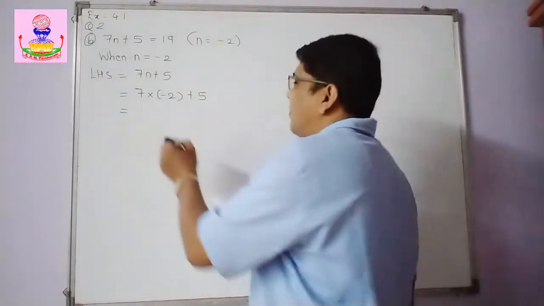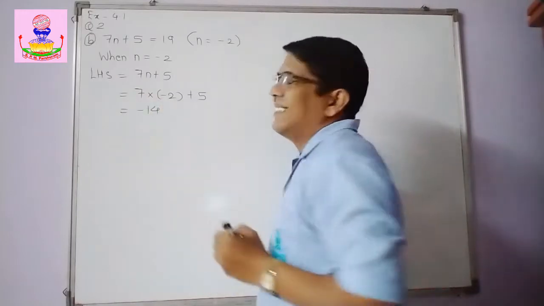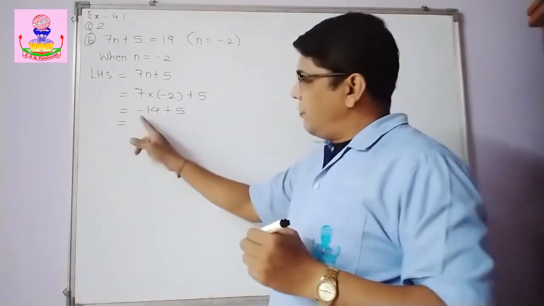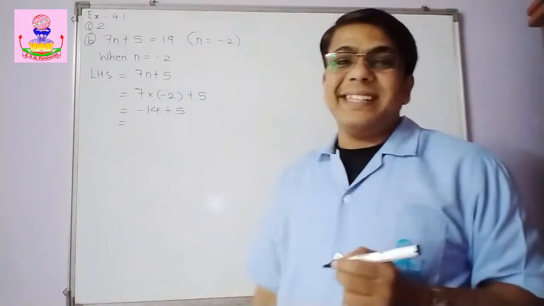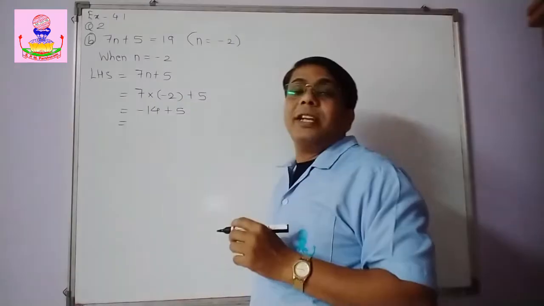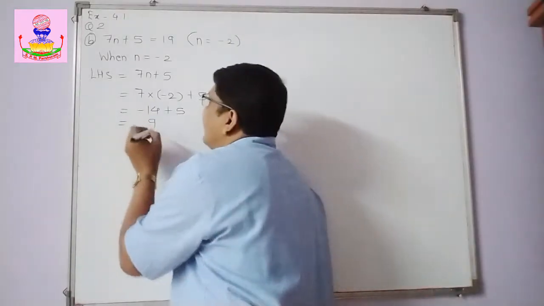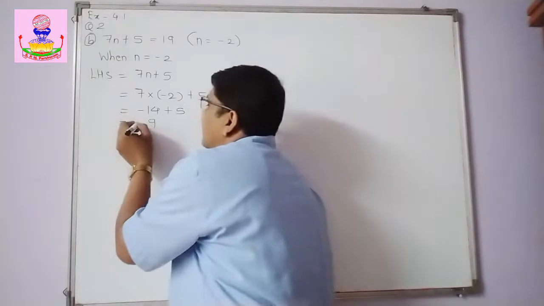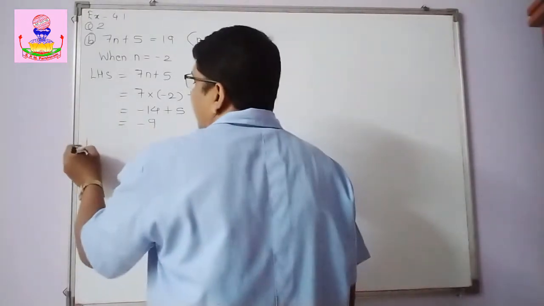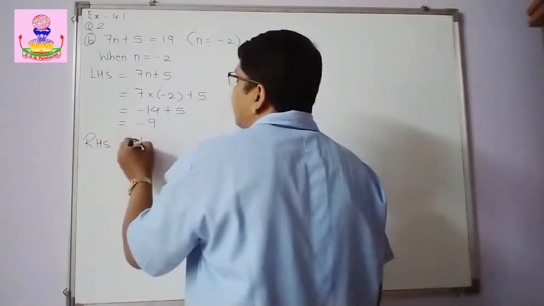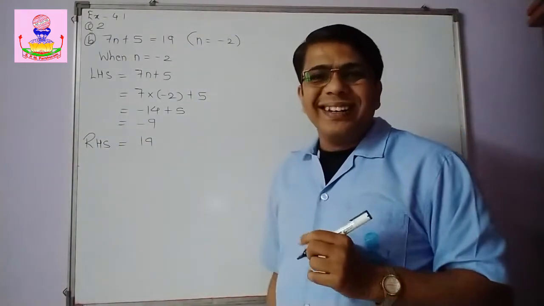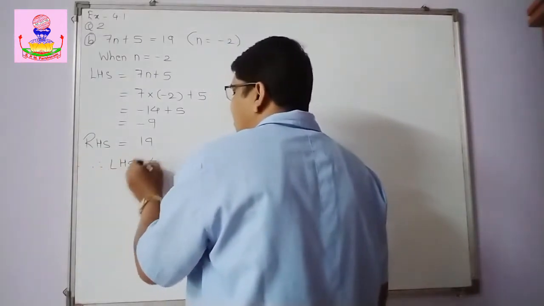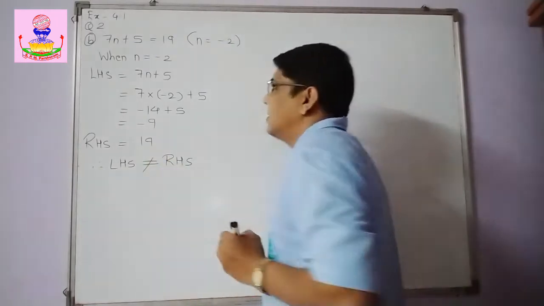7 twos are 14, plus into minus, minus, plus 5. Now difference in sign, go for subtraction. So 14 minus 5, 9. Give the sign of the bigger number. The bigger number is 14. What sign has it got? Minus. So give minus sign. Now LHS is minus 9. How much is RHS? RHS is 19. Are they equal? No. So LHS is not equal to RHS.